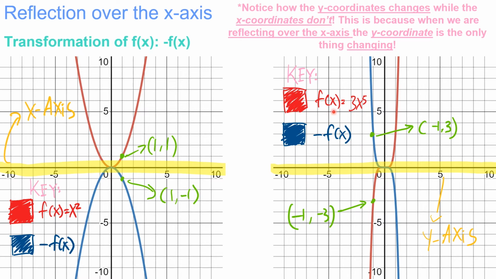Same thing for this graph. I have f of x equals 3x to the 5th power. And the blue line represents negative f of x, which is just reflecting over the x-axis. The original point that I had was negative 1, negative 3. The y-coordinate changes while the x-coordinates don't. So our x-coordinate stays as negative 1, but our y-coordinate changes and it becomes 3. So that's why our point is negative 1, 3.